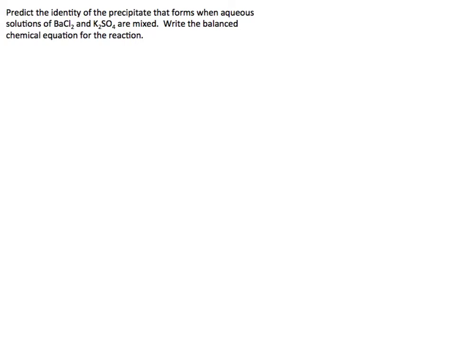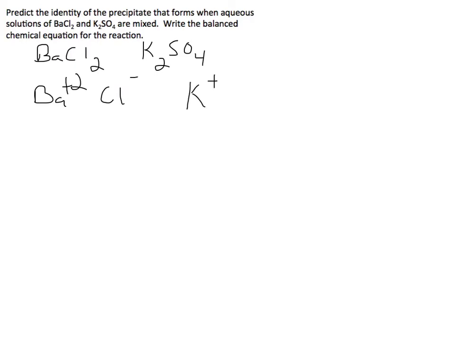Alright, so for this, the first thing we need to do is that we know that we have barium chloride, and we have potassium sulfate. Well, what are the ions those are composed of? Well, we have Ba2+ and Cl-. We also have K+ and SO4 2-. Because we need to be able to predict the products of the reaction.